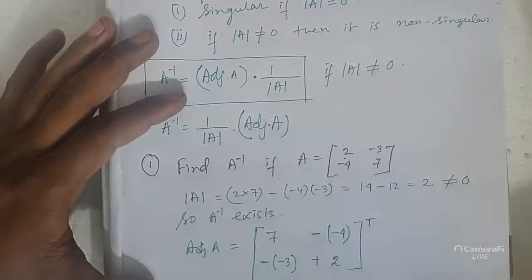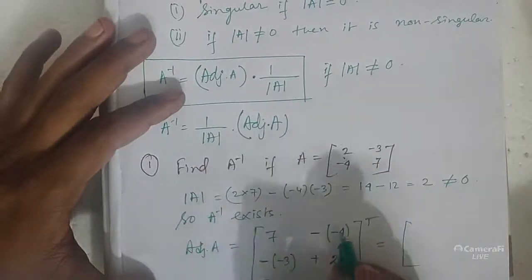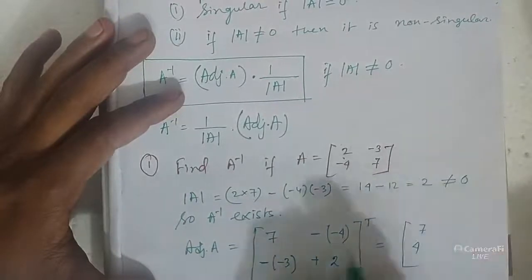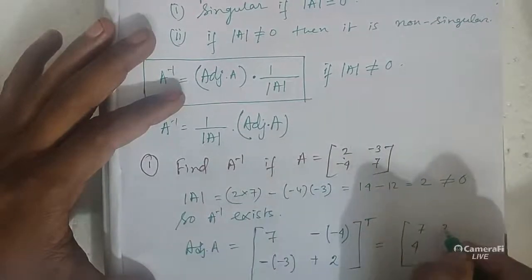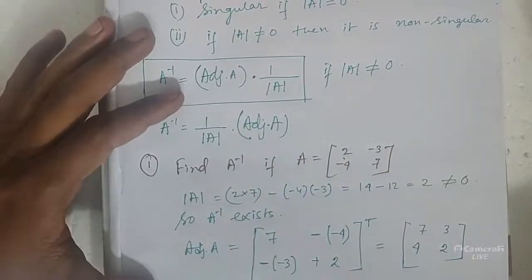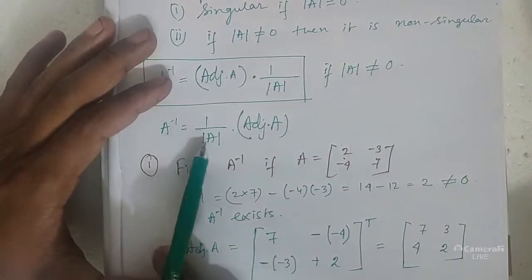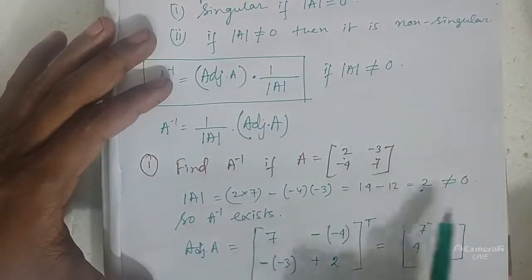And the transpose of this we have to take. So what is coming here? 7 4. This 7 4 is in a row, but we have to write it in a column since transpose is there. Next 3 2. This is in the second row, we have to write it in the second column. So this will be adjoint A. Is it clear? This will be adjoint A. So what will be the value of A inverse? A inverse is equal to 1 by determinant into adjoint A. Determinant value is 2. That means 1 by 2 into this matrix.